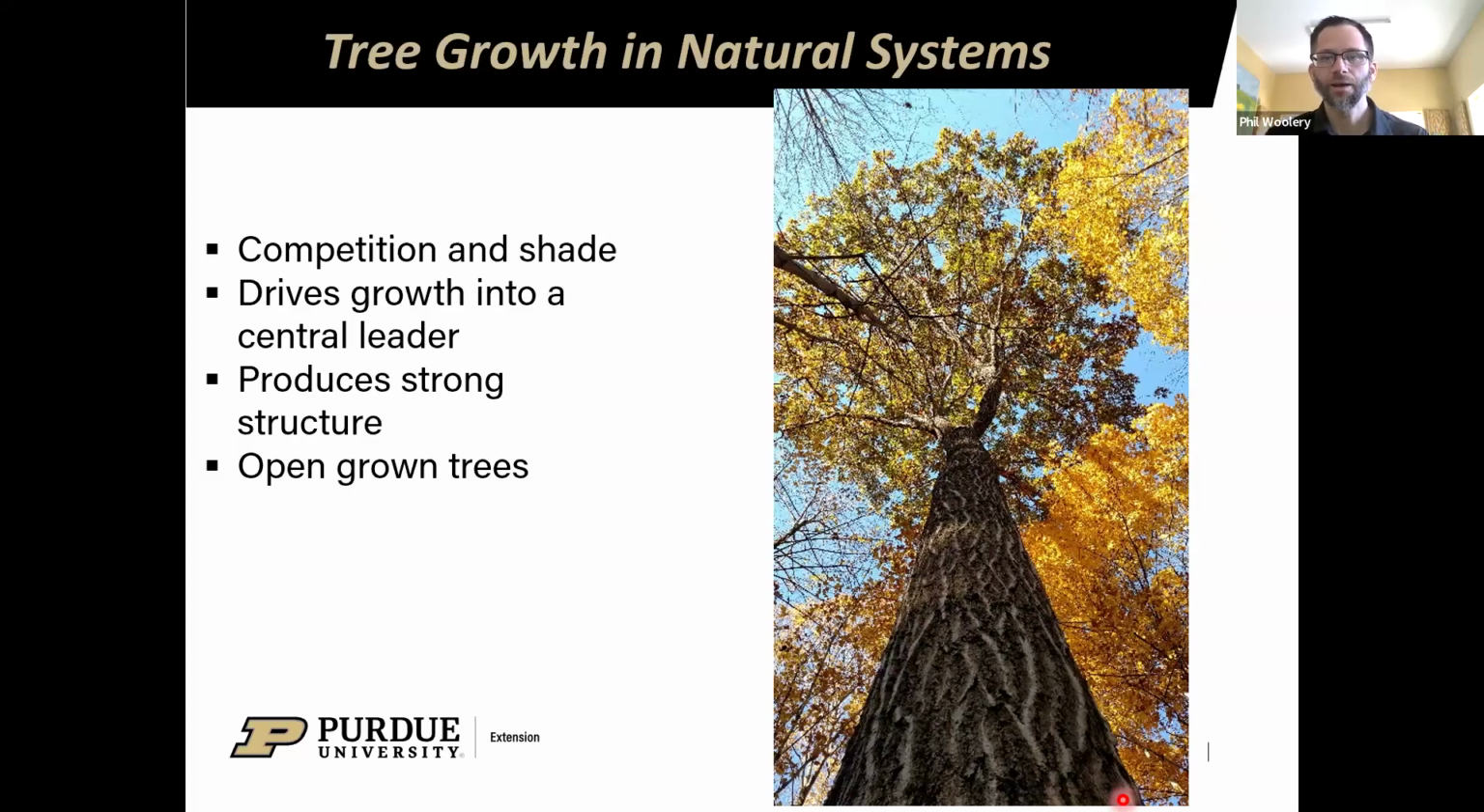But that kind of competition typically drives growth into a central leader, so that you have this long trunk going all the way up. And that's going to be much more structurally sound, so it will have fewer issues. Looking at open grown trees, without neighbors, they're not going to be driven upward. If you see some out in a pasture or something, they're not as tall, and they spread out. They don't need to grow tall, so they grow out, capturing more light that way, with lower branches and everything, because they're not shaded out.